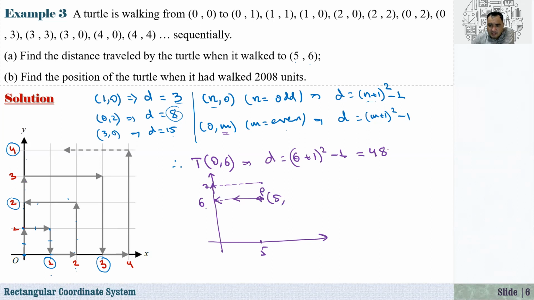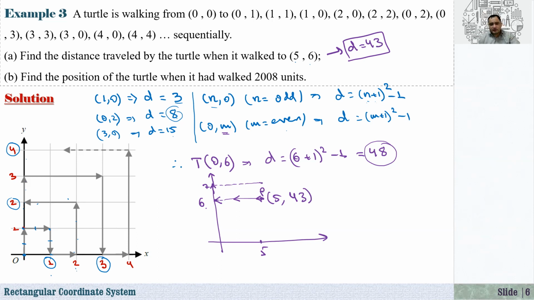And when it is 6, it walks 48 units. Now we need to walk 5 units backward. So that means 48 minus 5, it will be 43. So the answer to this question, when the turtle is at the point (5, 6), the distance traveled by the turtle will be 43 units.